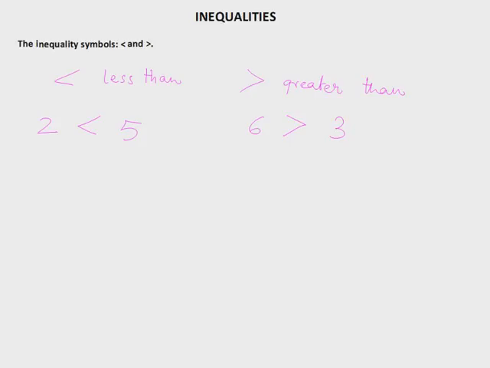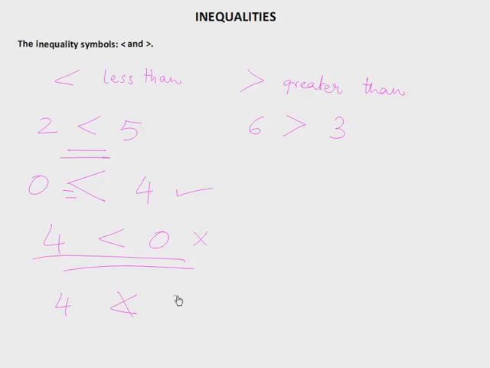How do we remember which symbol denotes what? Well, if you look at the symbol, the open end always points to the larger number, and the closed end, the point, always points to the smaller number. So, for instance, this is correct, while this would not be correct, because 4 is not less than 0. The way to denote this accurately would be 4 ≮ 0. This symbol stands for not less than.